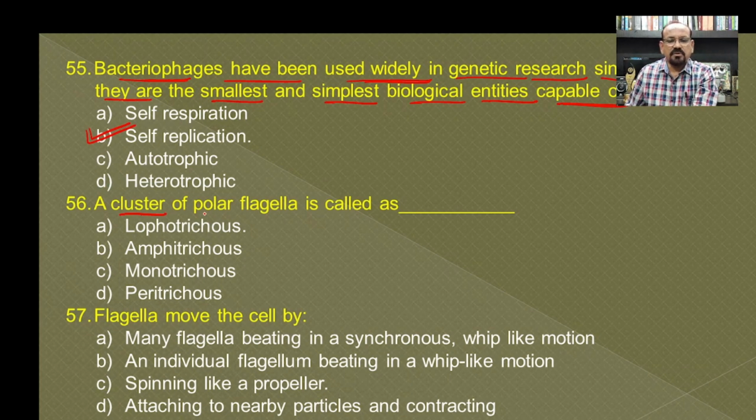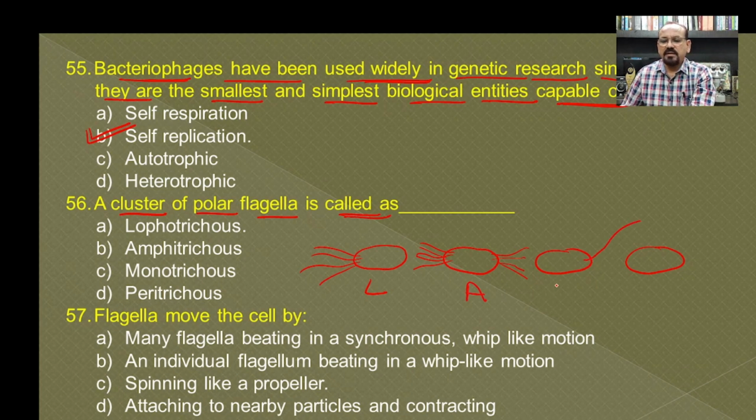A cluster of polar flagella is called as, if you see the different types of bacterial cells, then there is a different flagellation. If there is a cluster of flagella on one end, then it is known as lophotrichous. If there is a cluster of flagella on both the ends, then it is known as amphitrichous. If there is a single flagellum, then it is known as monotrichous, and when the flagella are present on all sides, then it is known as peritrichous. So the polar flagella, that is the cluster of polar flagella, means that it is lophotrichous.